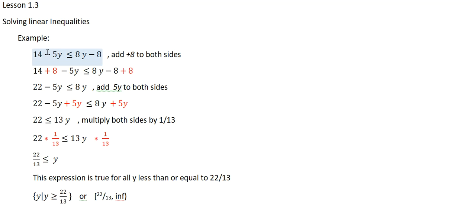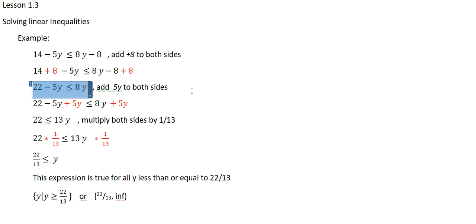14 minus 5y is less than or equal to 8y minus 8. Let's go ahead and add 8 to both sides. Minus 8 plus 8 makes that vanish, and 14 plus 8 is 22. So we're left with 22 minus 5y is less than or equal to 8y.